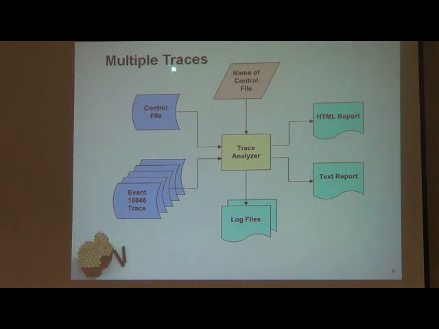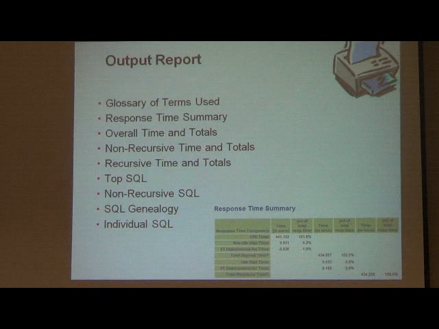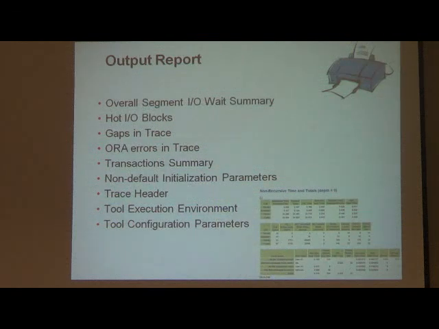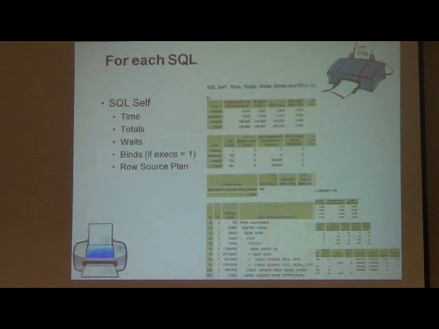If it is multiple traces, I create this control file that has the name of many traces, and I pass as input the name of the control file. It reads all those files and produces these two reports. What is the output? The first page looks like this. I already showed you something like this. It has many pieces, and if I show you an example, you can see it. It has many, many more pieces here and so on.